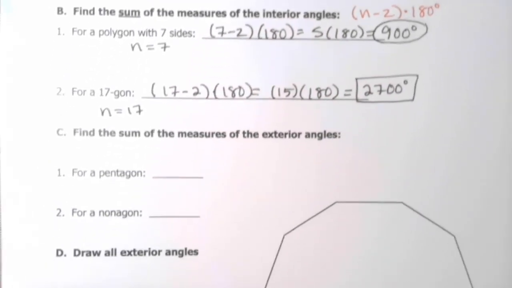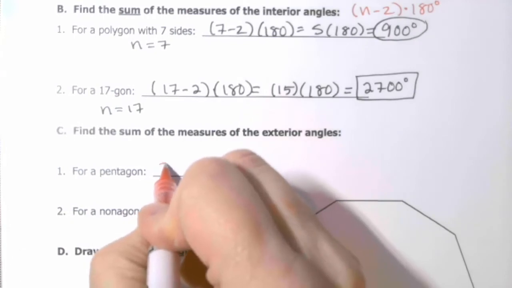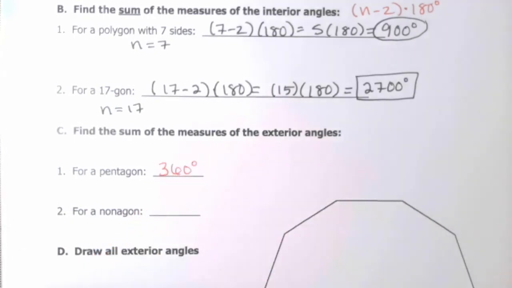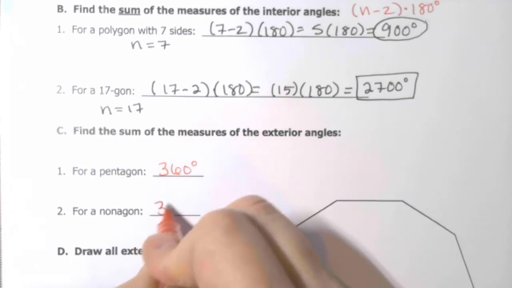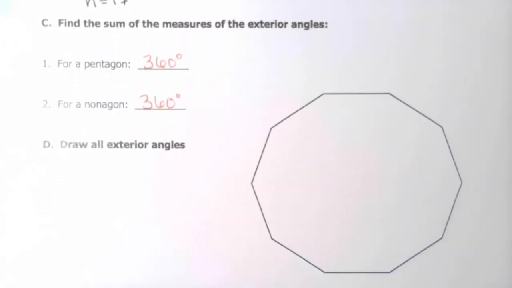Okay, practice C. Find the sum of the measures of the exterior angles. This should be super easy because our theorem says the exterior angles always add up to 360. So it doesn't matter if it's a pentagon, it's 360 degrees. If it's a nonagon, 9-sided figure, 360 degrees. So those ones don't require any work at all because the theorem tells you it's always 360.